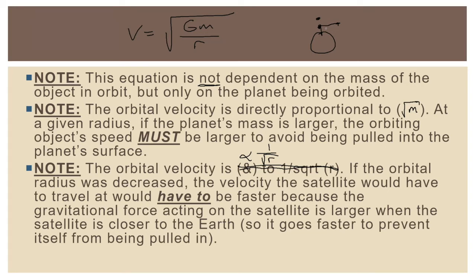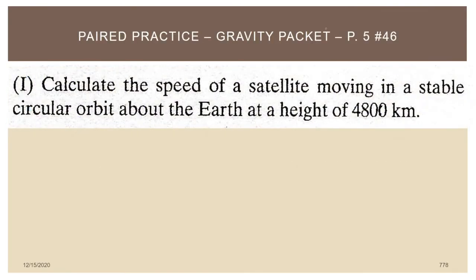Okay, let's take a look at a problem. So this problem here is in the gravity packet. It's on page 5, number 46. It says, calculate the speed of a satellite moving in a stable circular orbit about the Earth at a height of 4,800 kilometers.